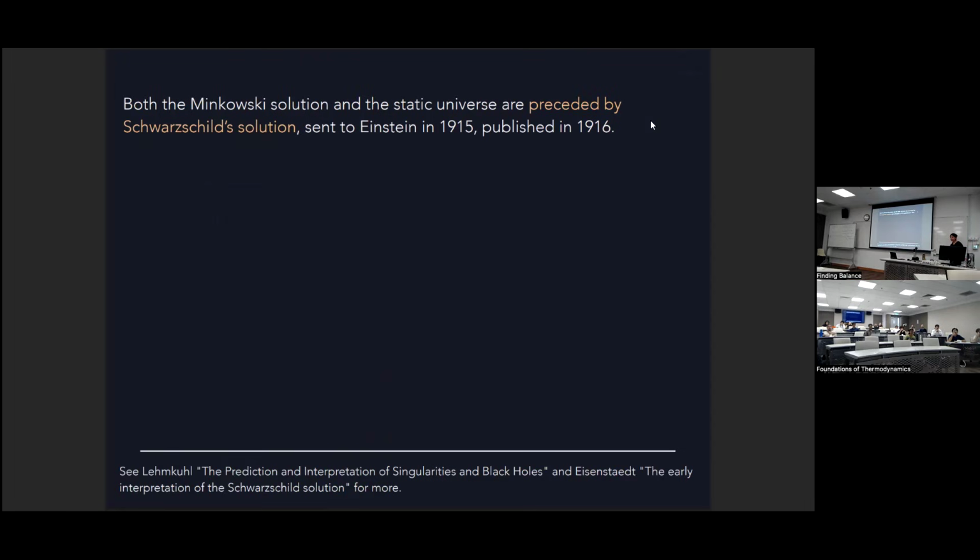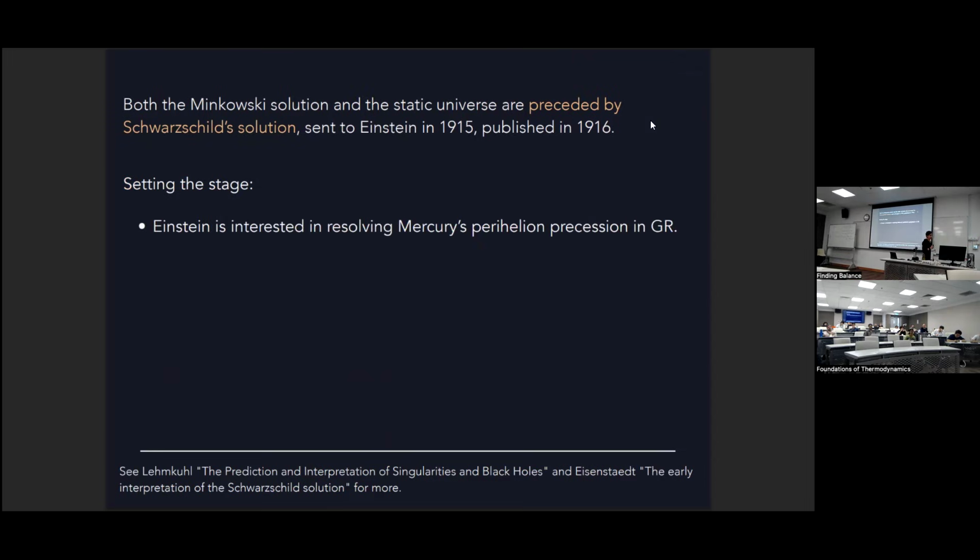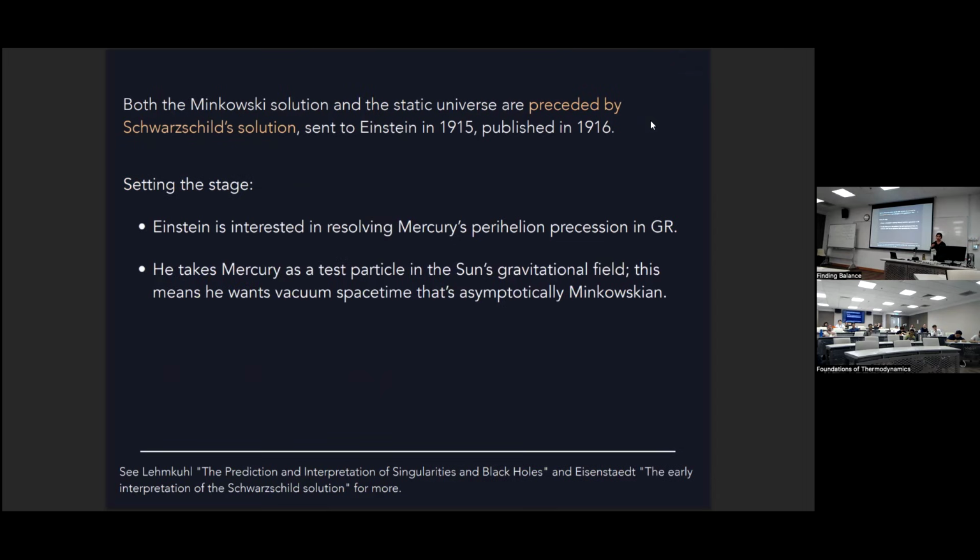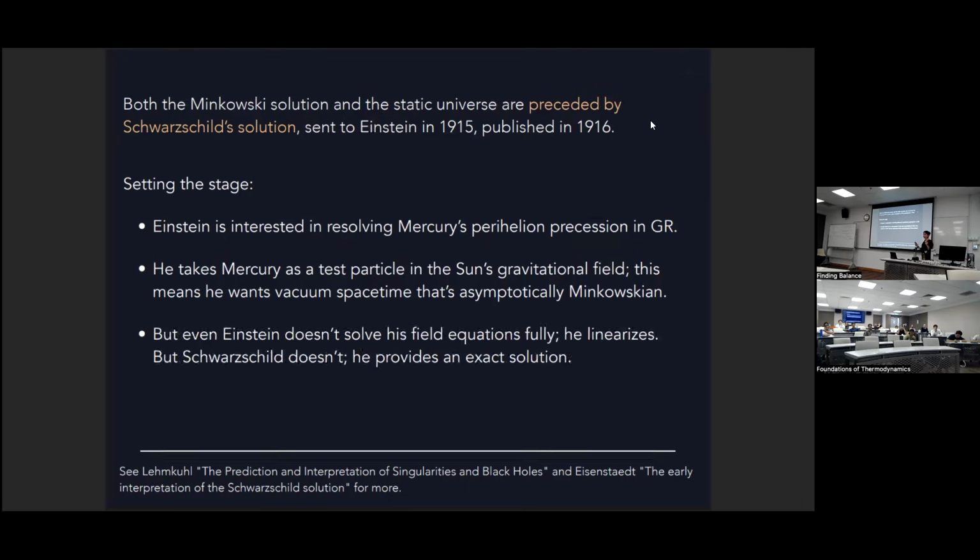Both of these, though, are preceded by Schwarzschild's solution, sent to Einstein shortly after he publishes the field equations in 1915, and then published by Schwarzschild in 1916. So to set the stage, where this comes from is that Einstein is interested in resolving Mercury's perihelion precession in GR. So that's one of his goals, to derive Mercury's perihelion precession accurately. And he takes Mercury as a kind of test particle in the sun's gravitational field to derive this. So he wants a vacuum spacetime that's asymptotically Minkowskian in order to do this.